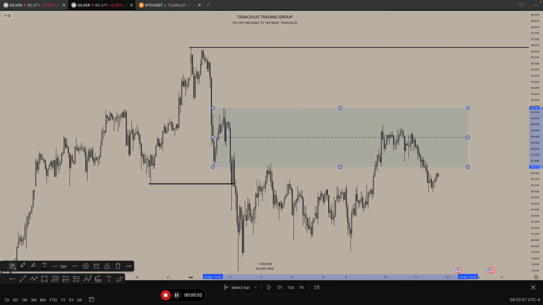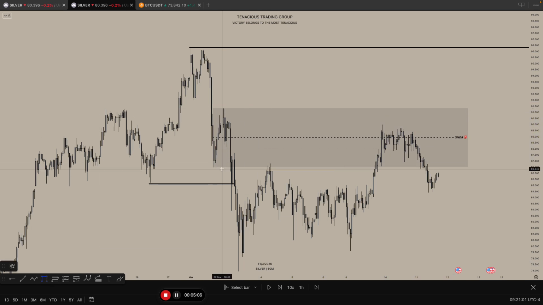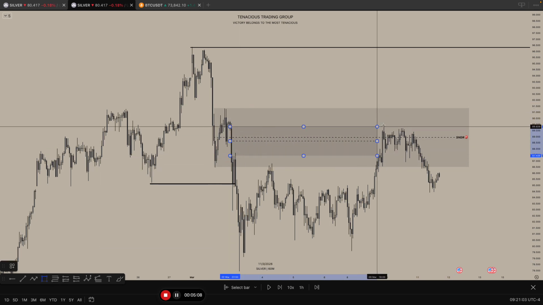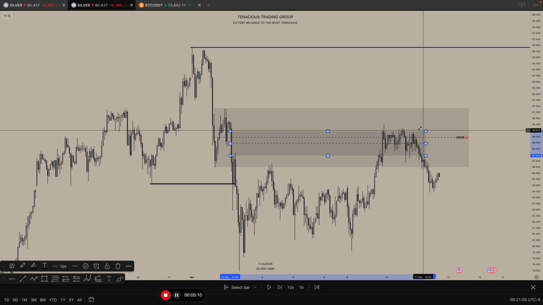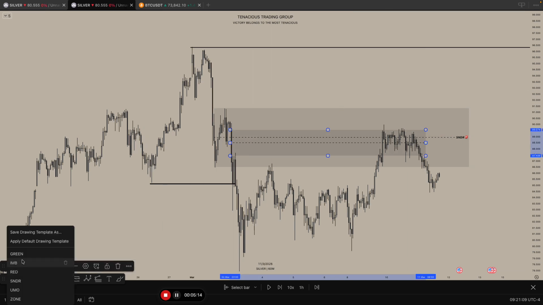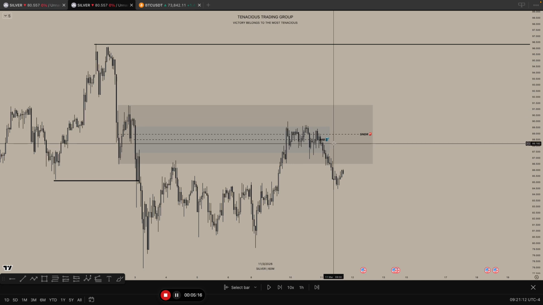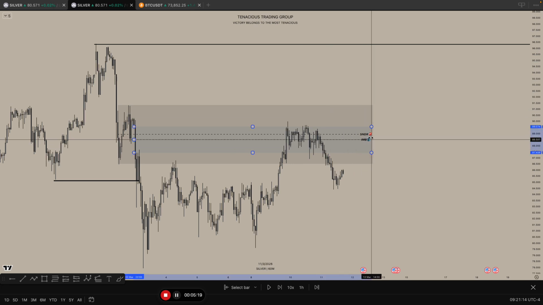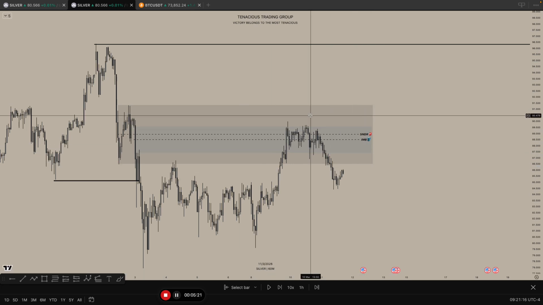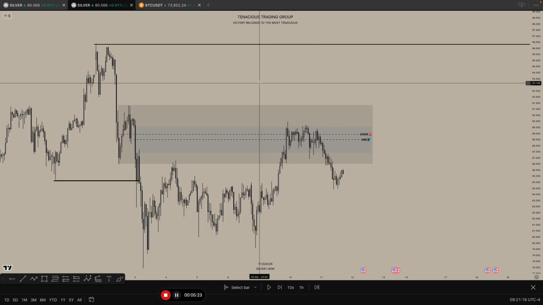And what's happened? Price has tapped into my SNDR, and within this SNDR, what do we have? We have an imbalance. So now not only do you have one point of interest, you have a point of interest within the area of interest.